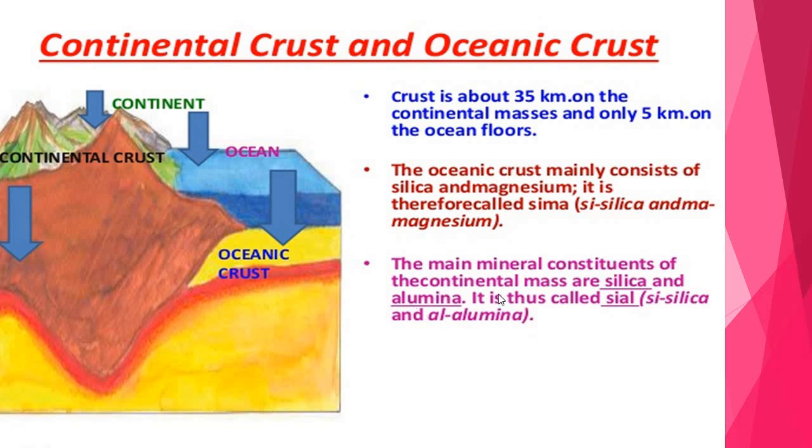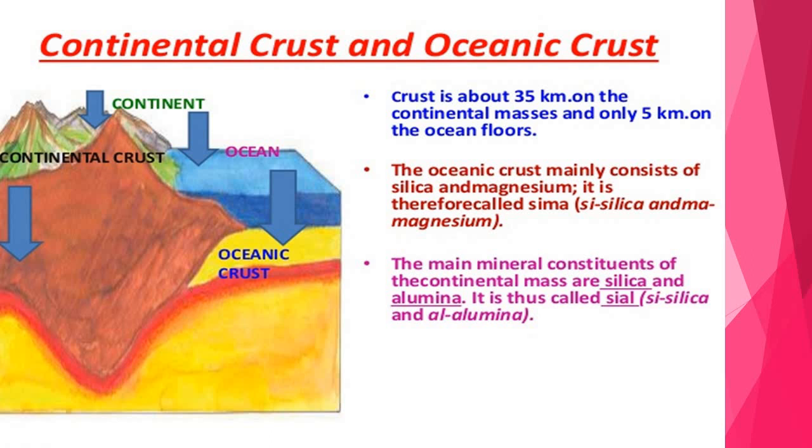The main minerals of the continental mass are silica and aluminium. It is thus called Sial. Si represents silica, and Al represents alumina.